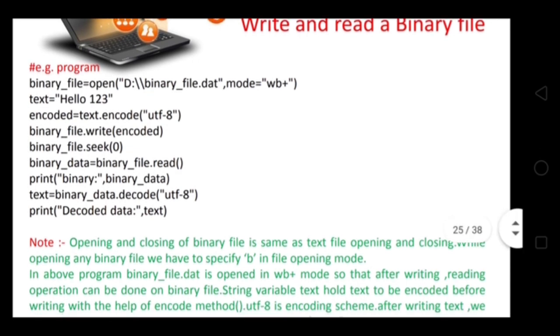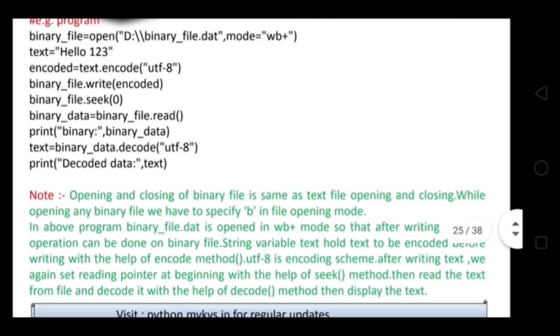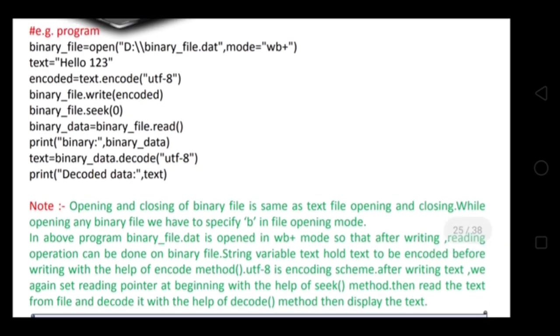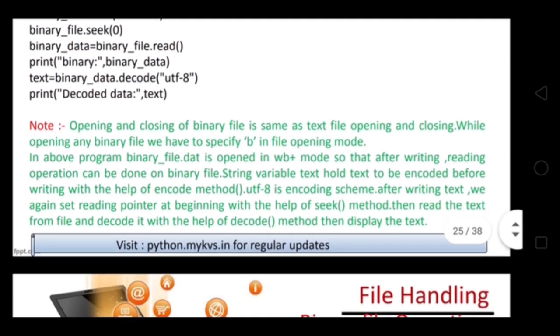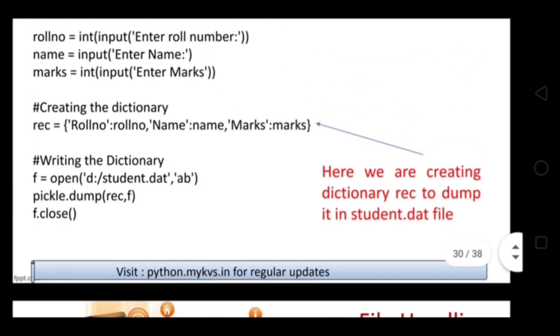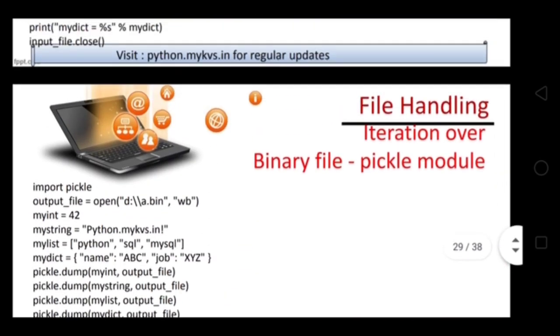So encoded equal to text.encode is an optional one. If you need to skip it, you can skip it. Note that opening and closing of a binary file is the same as that of a text file. We can open both of them with the help of the open function, but whenever we need to open a binary file, we need to specify B in the file opening mode. Then we will discuss the main things, the seek function and tell function.